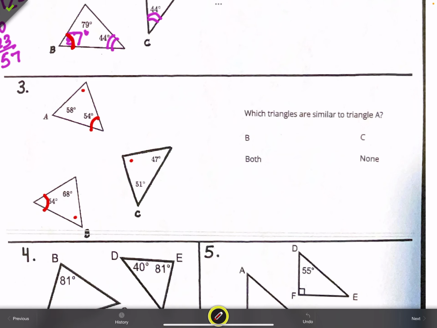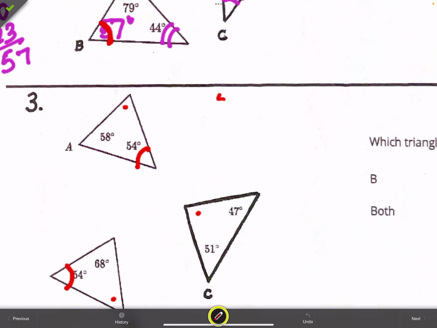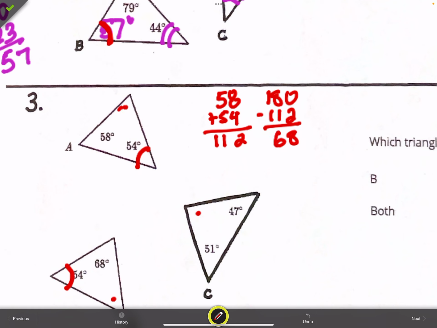So for angle A, I'm going to do 58 plus 54. And again, you can type this into Desmos. You don't have to do this by hand. So that gives me 112. Subtract from 180. So that gives me 68. So I'm going to write that on my picture.